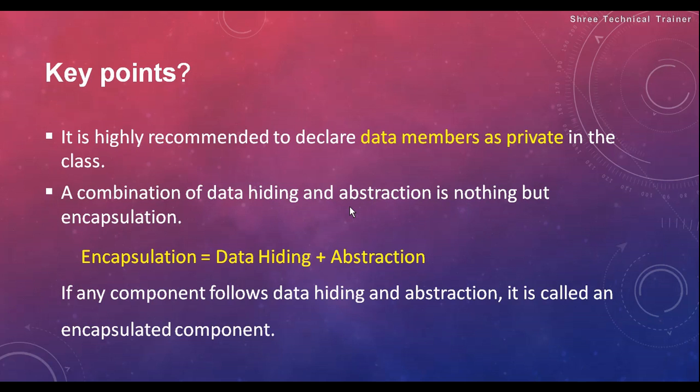So what are the things we have to keep in mind? It is highly recommended to declare data members as private in the class, first thing. Second, a combination of data hiding and abstraction is encapsulation. If any component follows this, we say that component is an encapsulated component, right? So you are now clear about what data hiding is, what encapsulation is, what abstraction is, and how it has been achieved in Java.